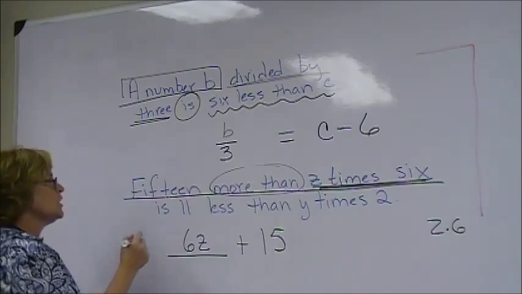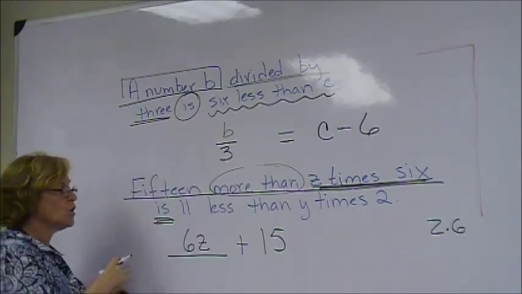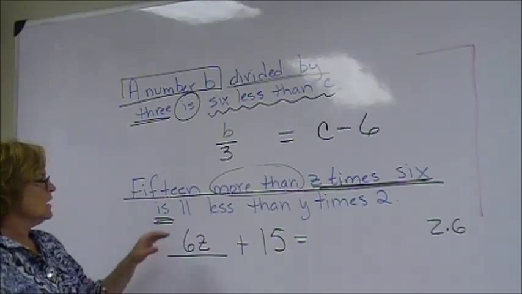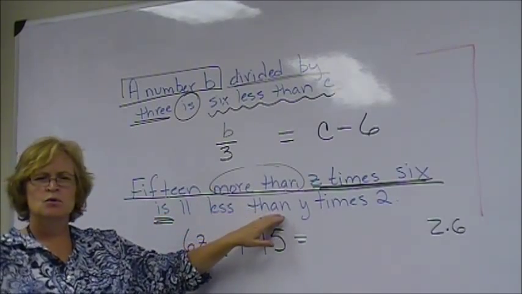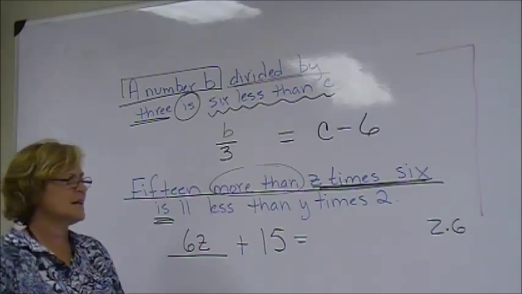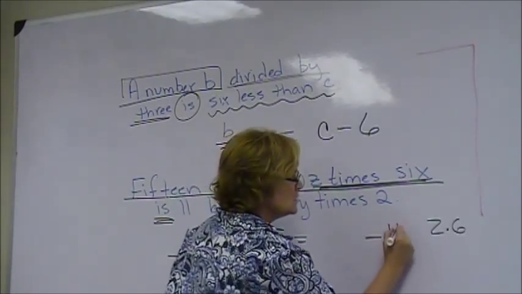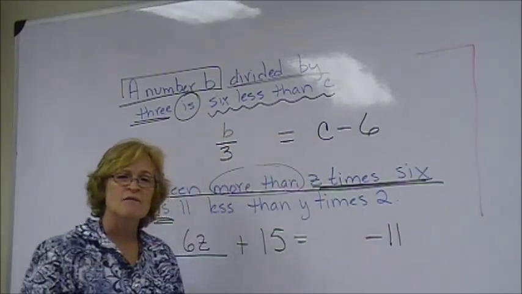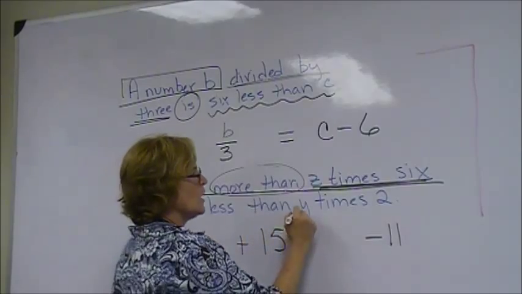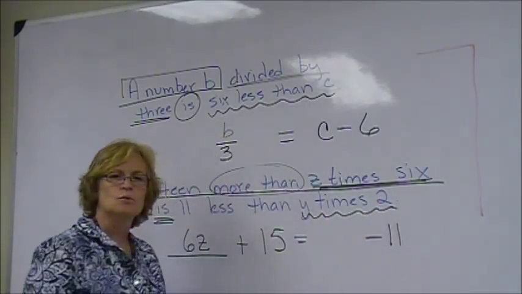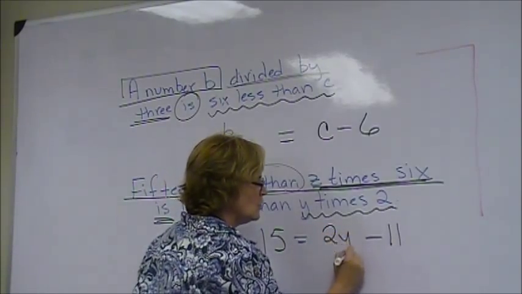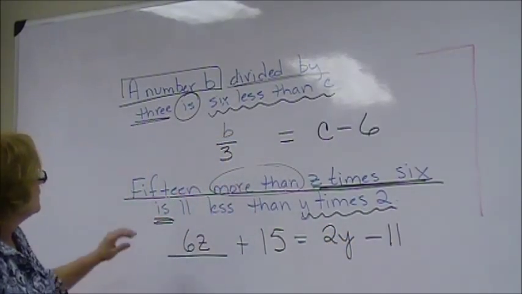And then I have the word is, transition word, is means equal. And what is it equal to? 11 less than, ooh, so I had something, but it's not quite the same. It's 11 less than it. So I'm going to subtract 11. And what am I going to subtract 11 from? I'm going to subtract it from y times 2. How do we write y times 2? That would be 2y.